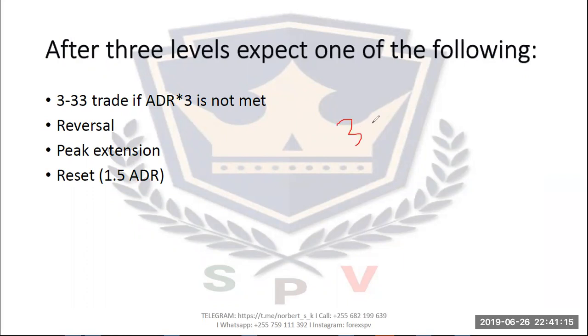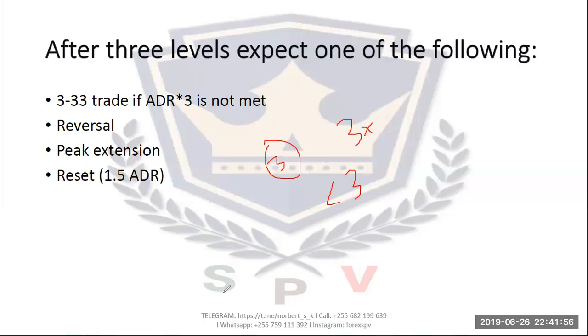and the 3 levels are there, and the number of days that the 3 levels have taken is maybe less than 3 days, or 3 days on point, you should expect the dealer to complete the ADR times 3. How would he do that? He would offer what we call a 333 trade.